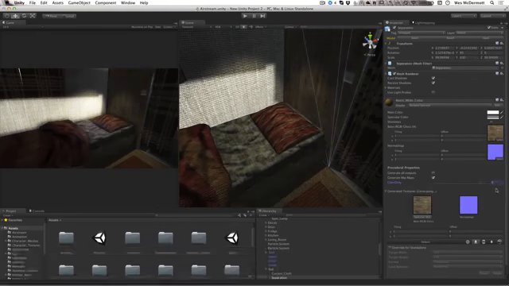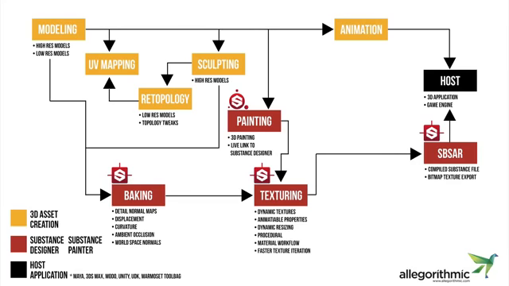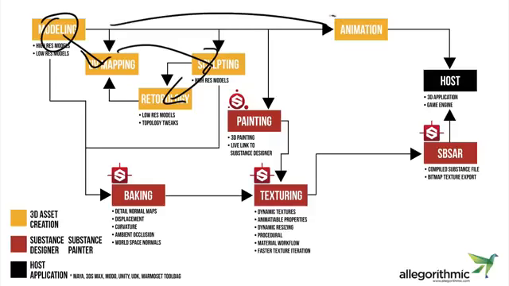So here I'd like to just run through an overall workflow and pipeline on how Substance works, how it relates to your 3D programs, and how it relates to the Unity game engine as well. When you're starting on an asset, you'll probably start here in the modeling phase. You'll be doing some UV mapping, sculpting and retopology. Also animation falls into that category when we're talking about your DCC application.